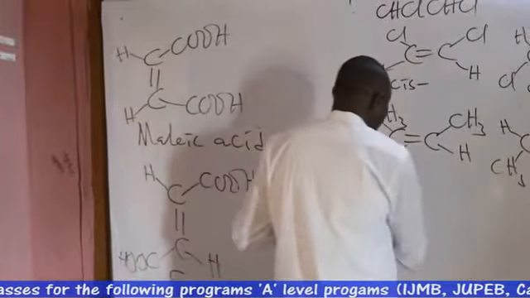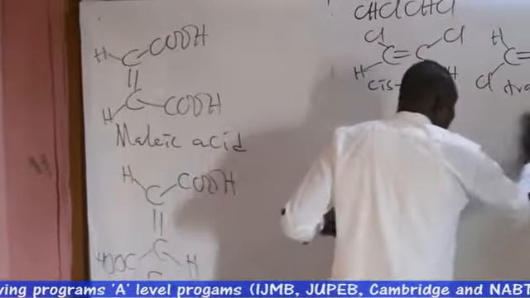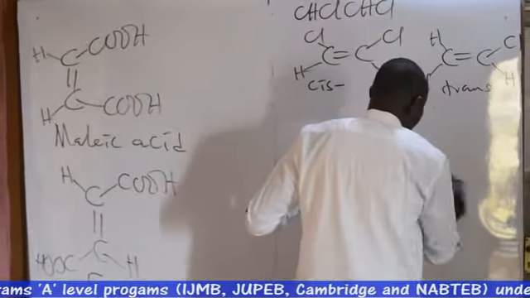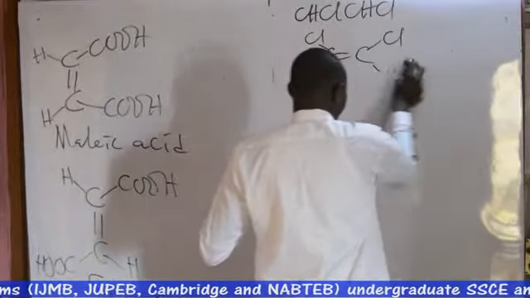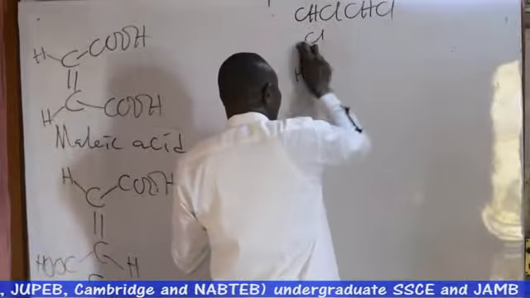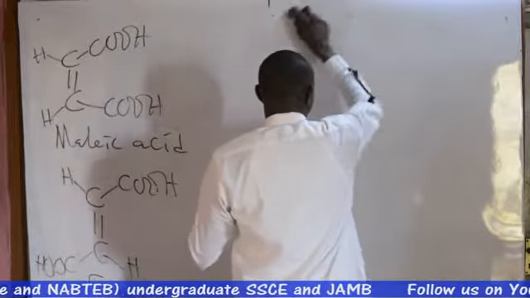Now, I want us to look at the EZ geometric isomerism. This kind of isomerism replaces the cis-trans isomers.